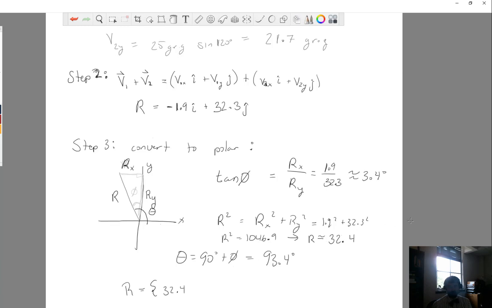Okay, so adding the two together gives me 32.4, and I guess these were in gr.g's, so 32.4 gr.g, comma, 93.4 degrees. All right, so we've basically done the addition of two vectors. There's actually a step 4 involved here that goes with the experimental side. So this actually gives you the answer that you're looking for. So you basically say, yep, here's the answer.